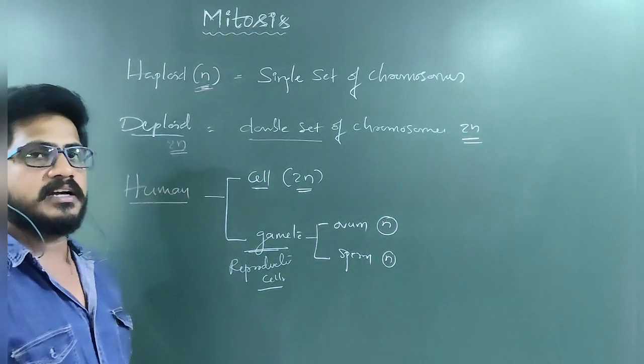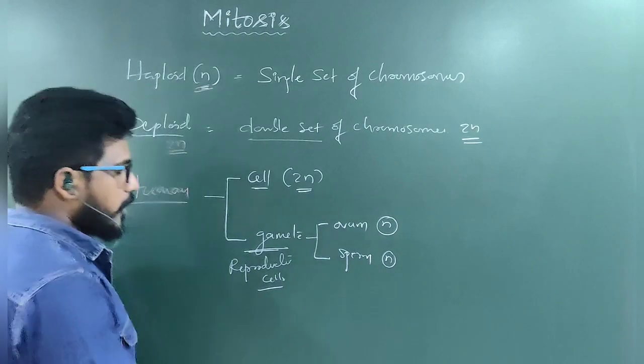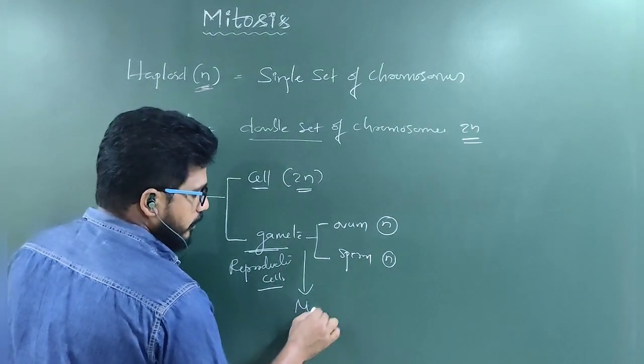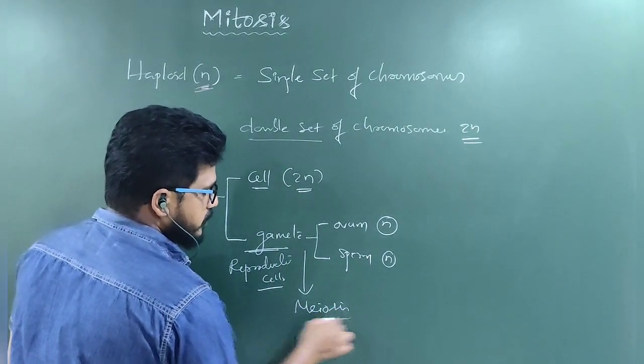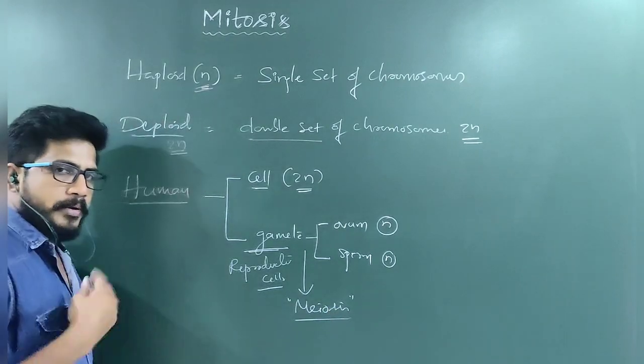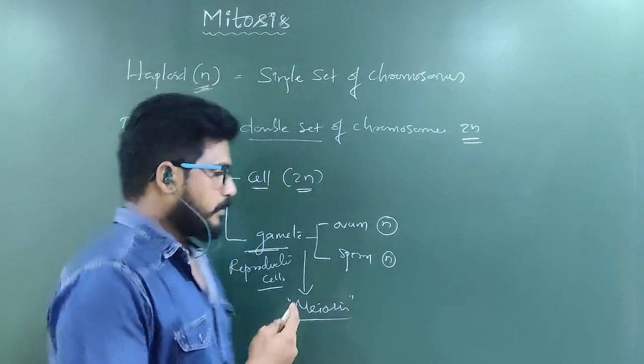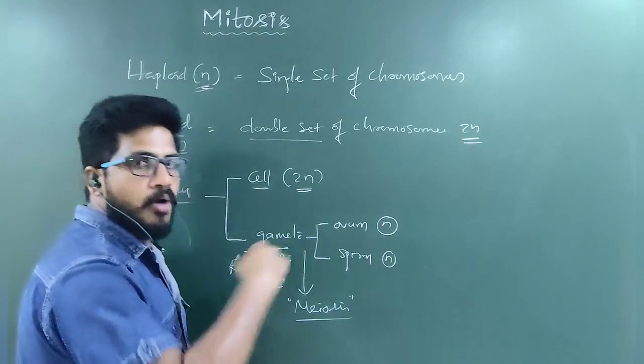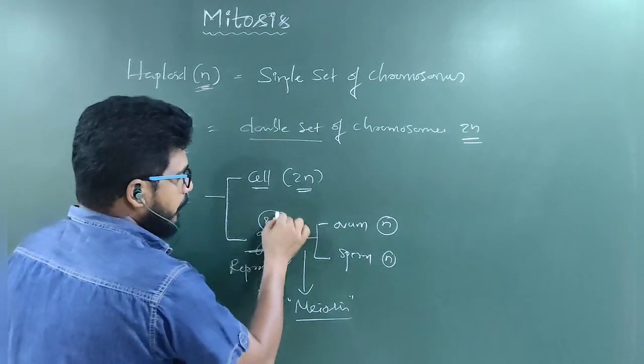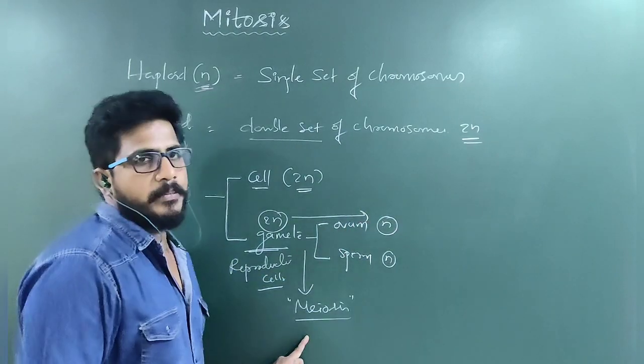They have a single set of chromosomes, so they are produced by meiosis. This is the first time you are hearing about it in this session. Meiotic division is a reduction division which halves the number of chromosomes, so that diploid becomes haploid by meiosis.